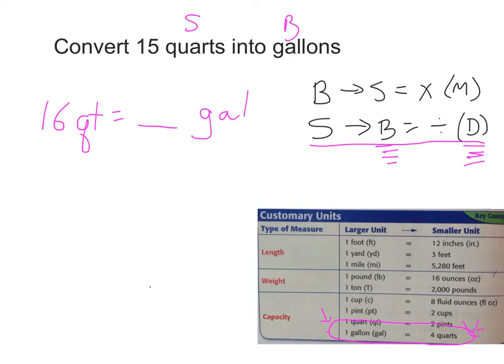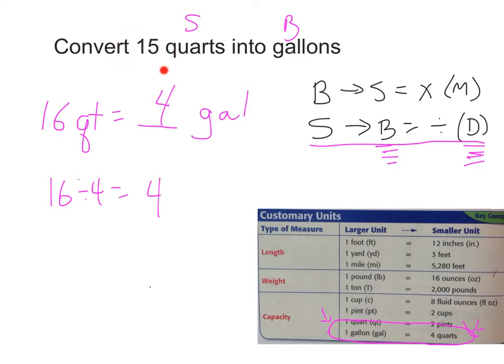So I'm going to put these 16 quarts that I have here and divide them into groups of 4. And how many groups am I going to have? I know that 16 divided by 4 would equal 4. So 16 quarts would be 4 gallons. Now this one worked out pretty smoothly because 16 divided by 4 worked out perfectly. It goes in there a perfect number of times.